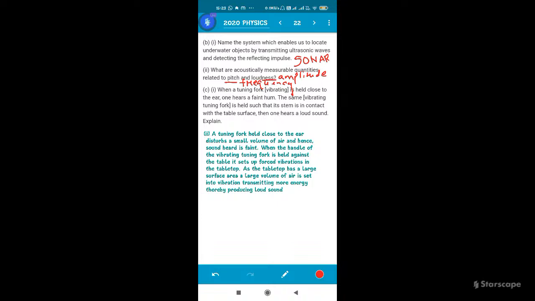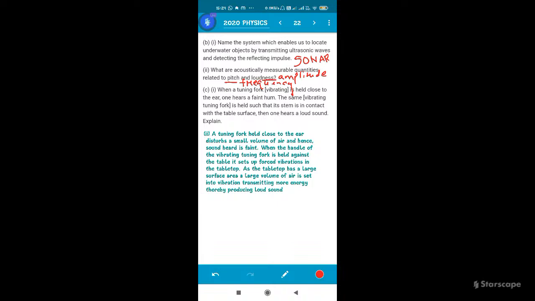You know one thing, that sound requires a material medium for propagation, right? And the more the amount of medium, the more will be the sound, right? The more the area of the medium. So what happens when the vibrating tuning fork is brought close to our ear? A very small amount of air is present nearby, so the sound which is transmitted to our ears is very faint, very small. But when the same tuning fork is placed near a large table, the table has a large surface area, so the sound will have a very large volume of air to transmit. As a result, a loud sound is heard. So the main reason is the presence of a large amount of air in case of a table.